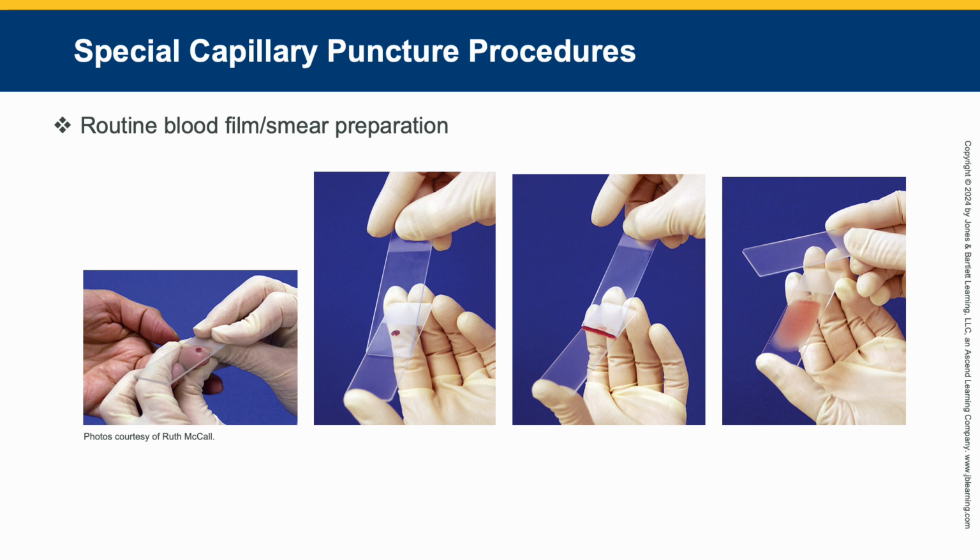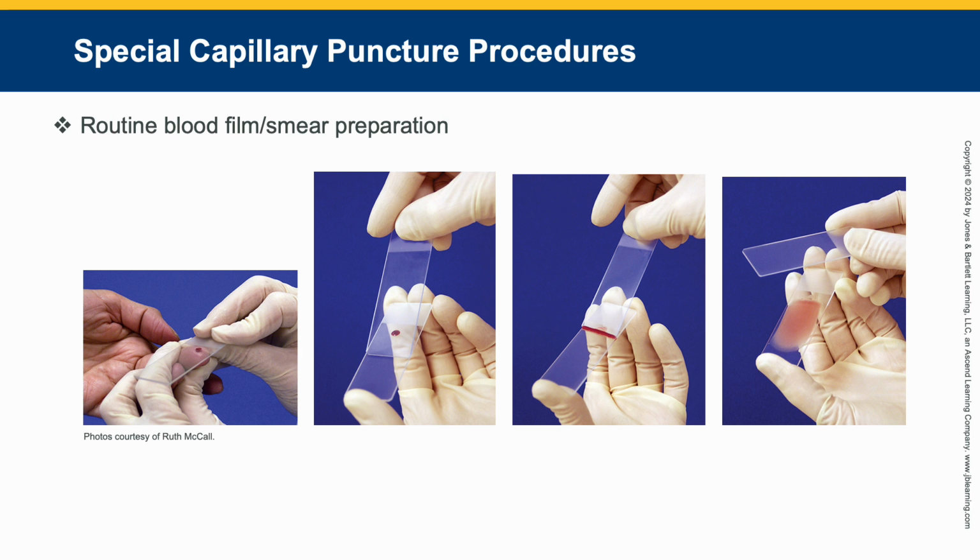Use the slide with the first smear as the spreader slide for the second smear and make it the same manner as the first one. This way 2 smears can be made using only 2 slides. Okay? So you're going to spread the blood out with one, then you're going to flip it over and do the other one.